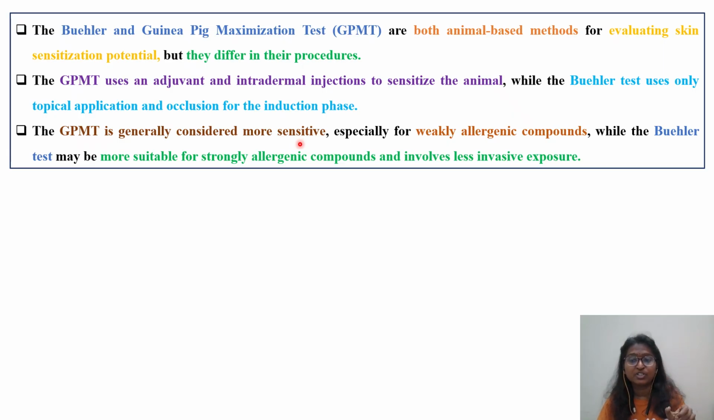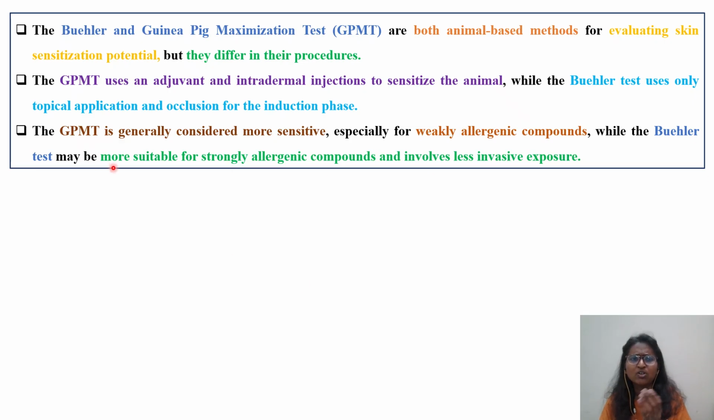Which of the following types of assay is more sensitive? Like this, they will ask. Especially for weakly allergenic compounds. So those chemicals which are weakly allergenic compounds, if our assay is not sensitive enough, we'll think that the particular chemical is not a sensitizing molecule. But if we use a GPMT assay, it will be able to detect even the weakly allergenic compounds.